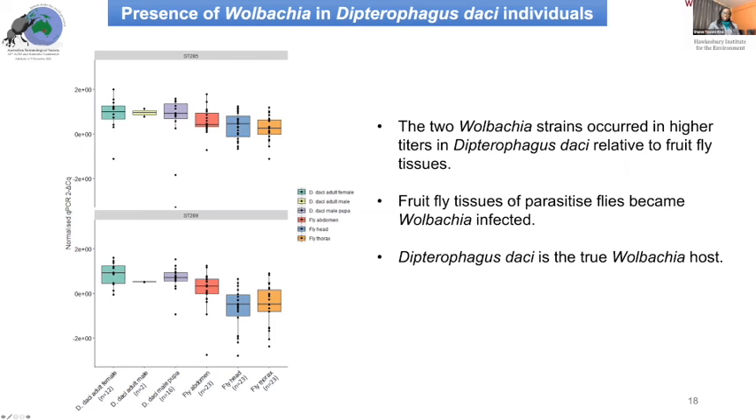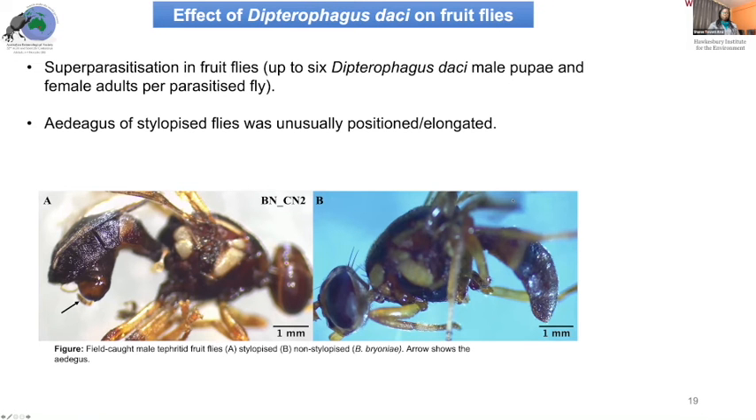So additional characteristics that we observed in the DDC parasitized flies is that there was superparasitism of up to 6 DDC male and female adults per fly. And in addition to that, the aedeagus in the parasitized males were really unusually positioned compared to unparasitized males.